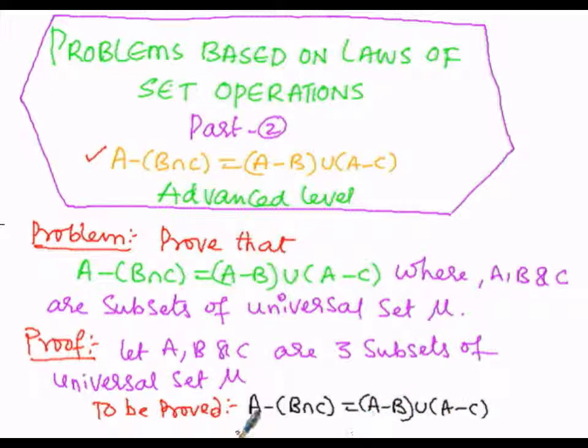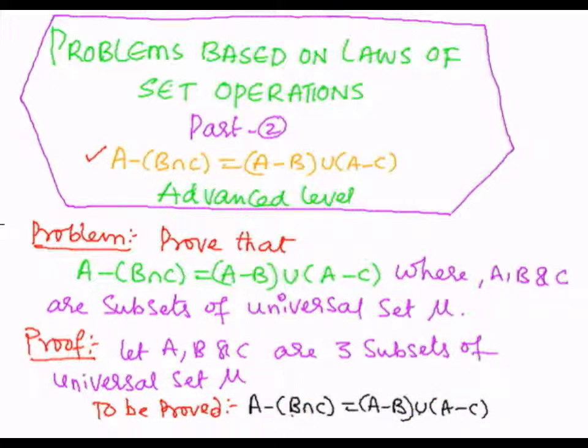But here in order to prove this condition, first of all we have to prove two conditions, that is left hand side must be the subset of the right hand side and the right hand side must be the subset of left hand side, that is A minus of B intersection C must be the subset of A minus B union A minus C, and in the second case we have to prove A minus B union A minus C as the subset of A minus of B intersection C.